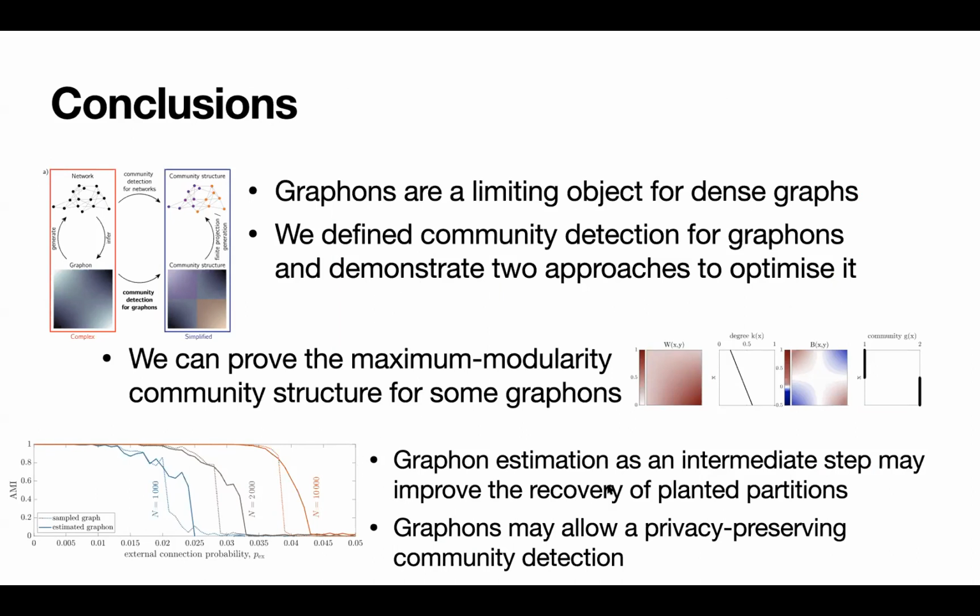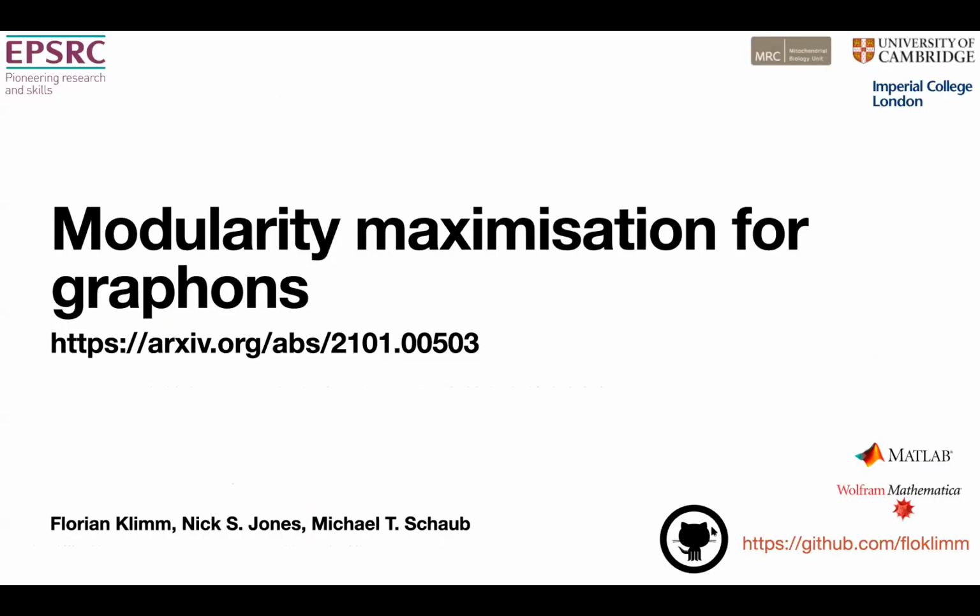And graphon estimation as an intermediary step may actually improve the recovery of planted partitions, at least for some range in a stochastic block model. And lastly, I talked about the application to empirical data, where I showed that graphons may allow privacy-conserving community detection. As I said, the code in MATLAB and Mathematica is on GitHub, and the preprint is available on arXiv.